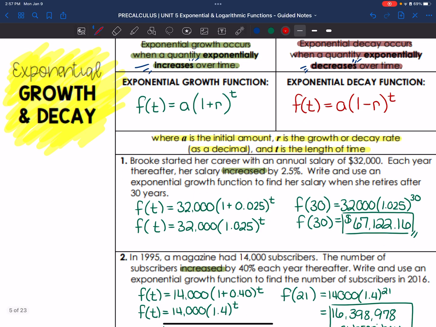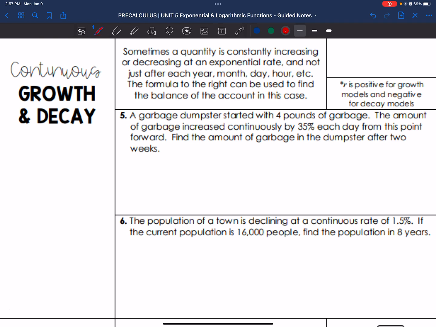So that is exponential growth and decay. But what is meant by continuous growth or decay? What that means, ladies and gentlemen, is that sometimes a quantity is consistently increasing or decreasing at an exponential rate, and not just after a certain amount of time has passed, like a year, a month, a day, an hour, but it is continuously increasing or decreasing. And the formula that we use to find the amount or the balance is going to be A equals P e to the power rt, where r is positive for growth models and negative for decay models.